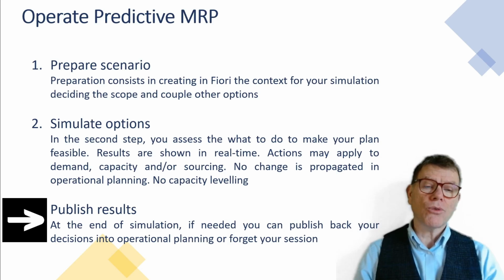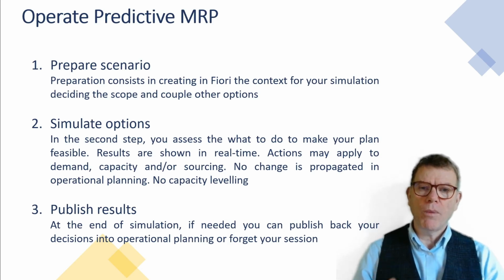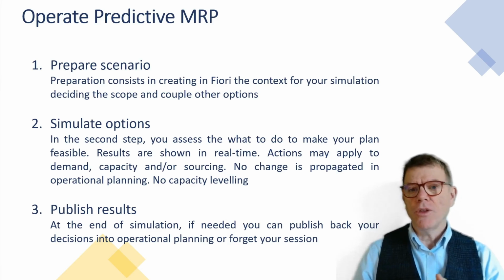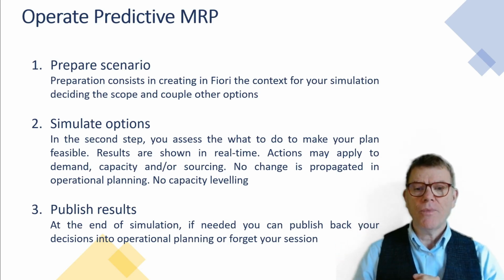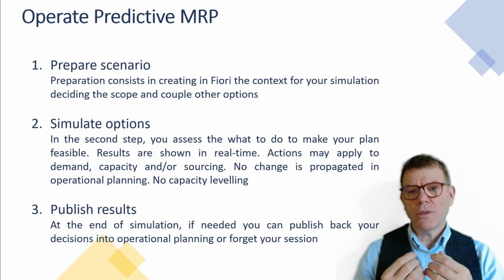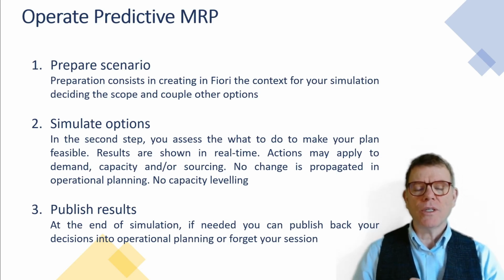And then option three: when you are finished with your simulation and you wish to convert it into proper action, you will have to publish your result. There are three kinds of publications. Either you publish the new demand plan, the PIR plan, or you publish your capacity change, or you publish your change in sourcing. And that's it. So running predictive MRP is easy. And now it's time to go into the system.